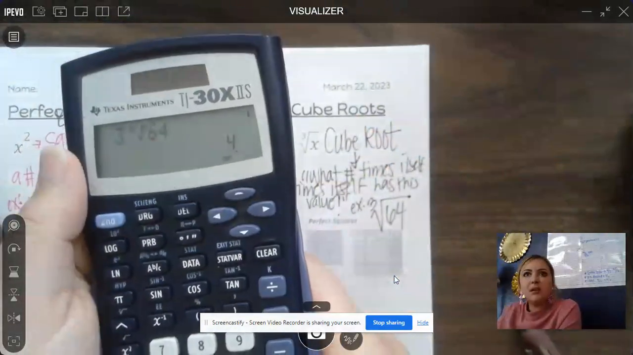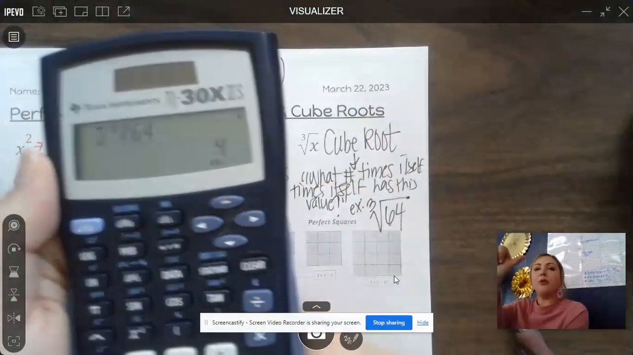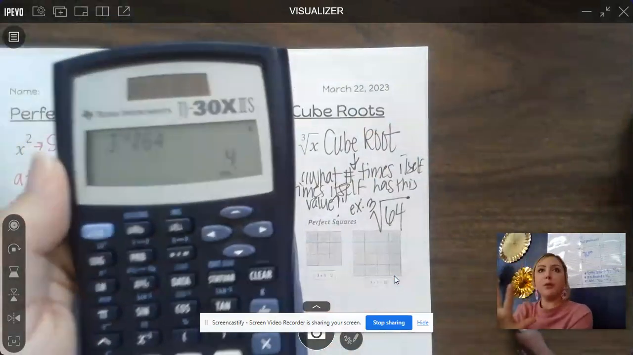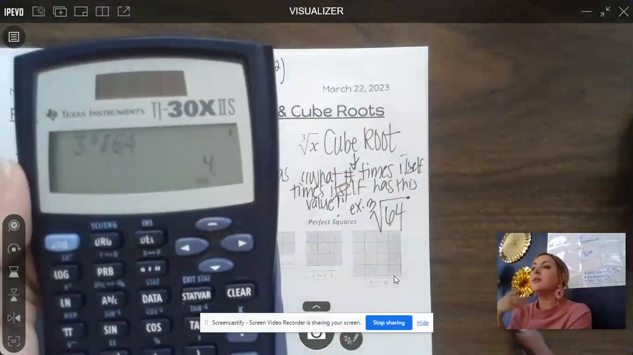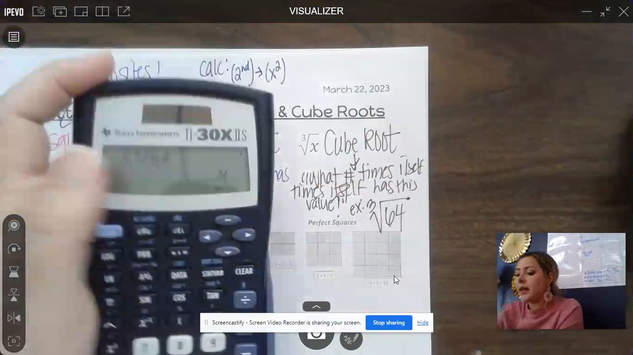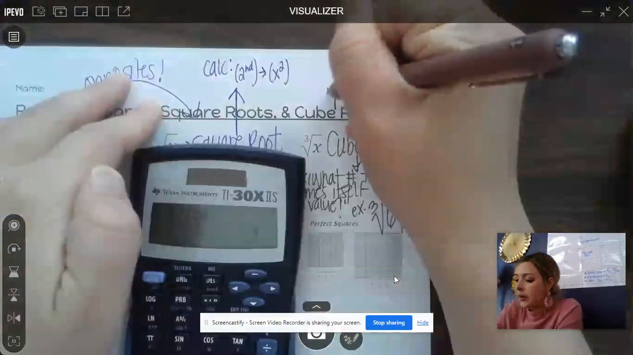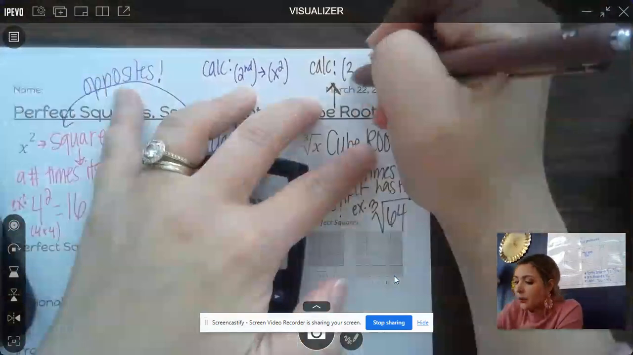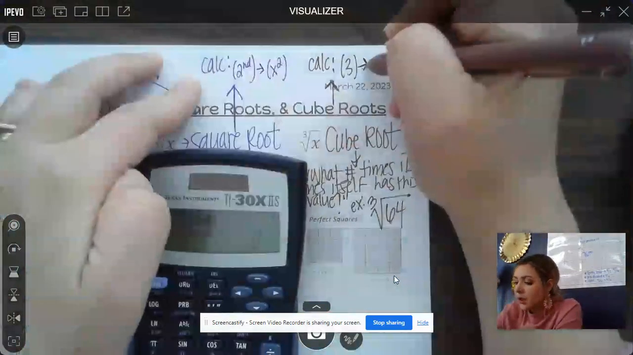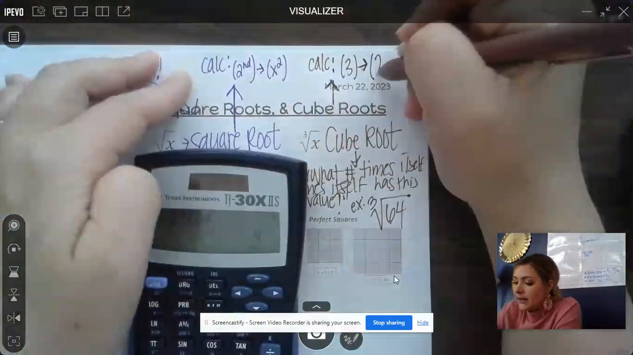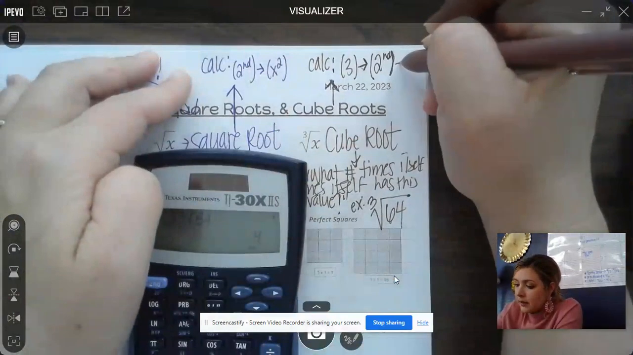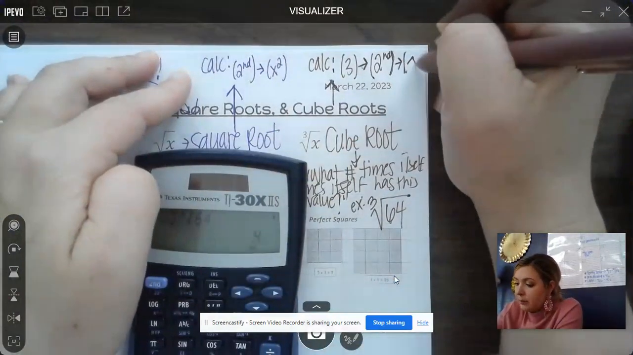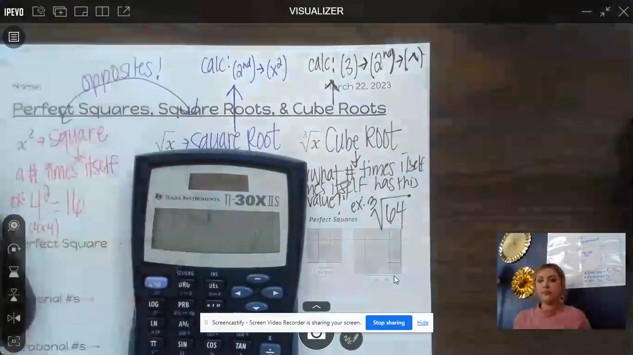So what does that mean? That means that 4 times 4 times 4 has a value of 64. Okay? And let's take a quick little calculator note up here. We pressed the number 3. We pressed the second button. And then we pressed the up button.